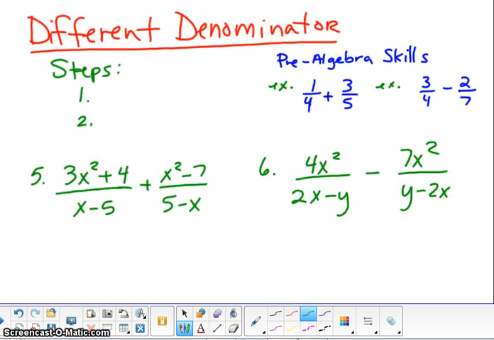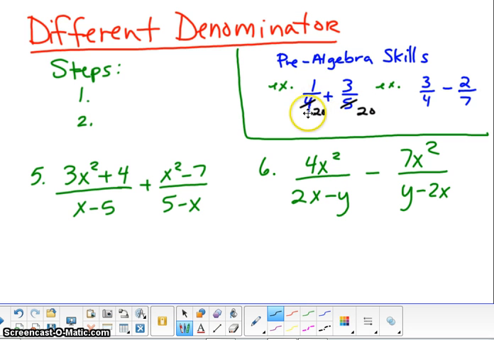Now when you're dealing with a different denominator, there is going to be a little more work involved. So let's go to some pre-algebra things without variables. In this one, 4 and 5 are the denominators, and think of a lowest common denominator that they both go into. And the lowest one would be 20.